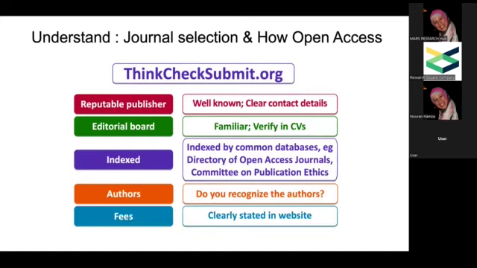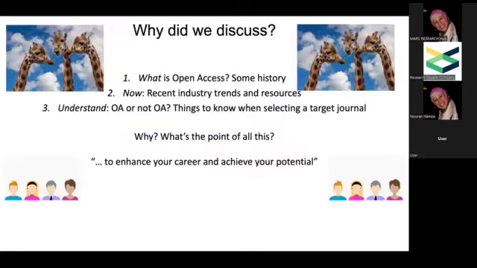thinkchecksubmit.org. Is the publisher reputable? Who's on the editorial board? Is the journal indexed? Do you recognize other authors? And is the fee structure for publication clearly stated on the website? You should never, ever, ever be paying for publication until your article is accepted.